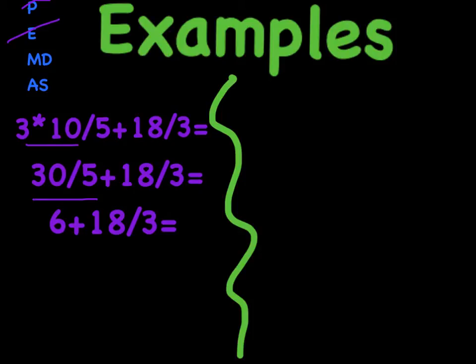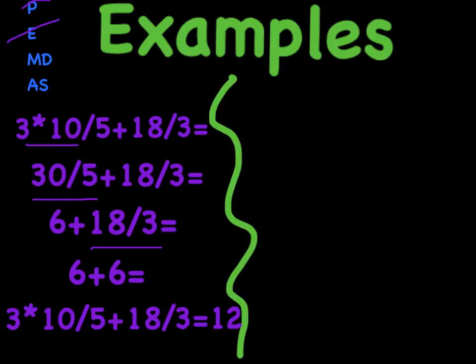The next part of this problem that I need to deal with, because I still have division left in my expression, is 18 divided by 3. When I rewrite it, it will look like this. Since 18 divided by 3 is 6, I am left with the expression 6 plus 6 equals. I know that 6 plus 6 equals 12, so my final answer will look like this. 3 times 10 divided by 5 plus 18 divided by 3 equals 12.